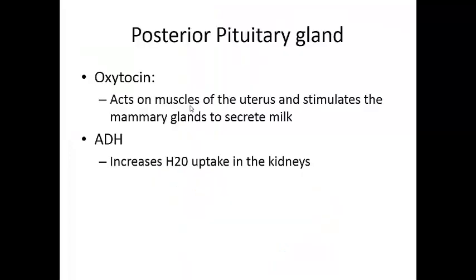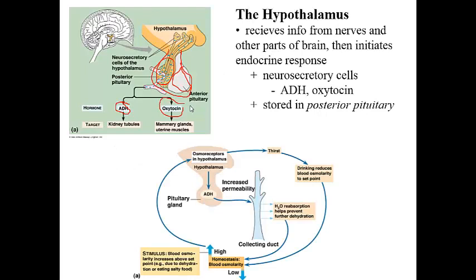Oxytocin is going to play a large role in childbirth. It's going to simultaneously cause two things to happen. One is the production of breast milk, and two is going to be uterine contractions. The other hormone released by the posterior pituitary is ADH, antidiuretic hormone.